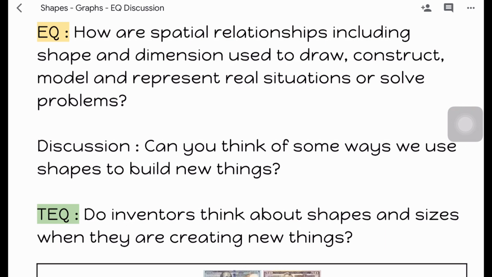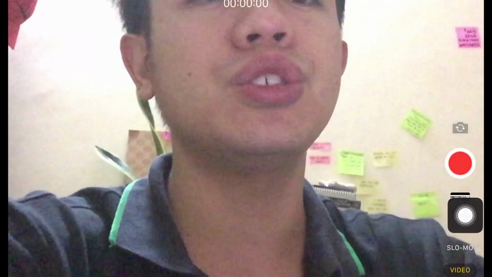Example that we made up was when we were doing the traffic lights, and then you said that in that traffic light drawing they had the idea of mixing a rectangle and circles. And that's how we have traffic lights, and now traffic lights are solving problems. But this is the question that we're going to focus on for now. Can you think of some ways we use shapes to build new things? What do you think? I just showed you one way. This is a phone and it's a rectangle, right?